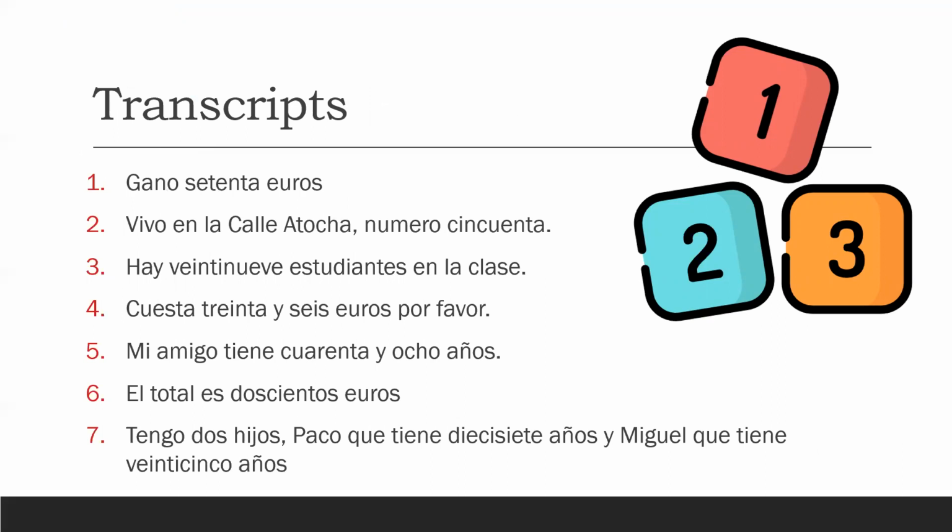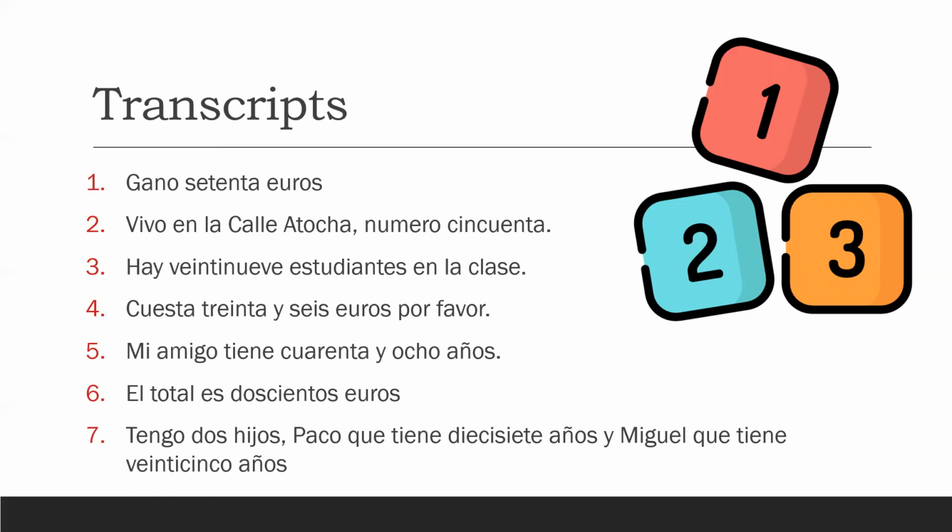Number 2, the number in number 2 is número 50. The sentence says, I live in Atocha Street, number 50, Atocha Street. Number 3, "Hay 29 estudiantes en la clase." The number here is 29. And the sentence says, there are 29 students in the class.